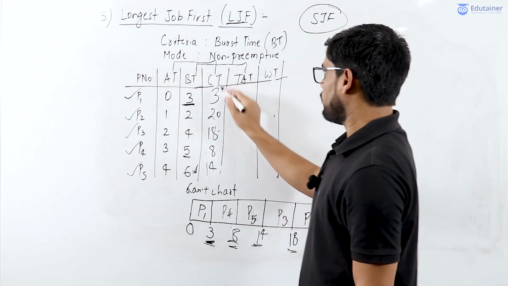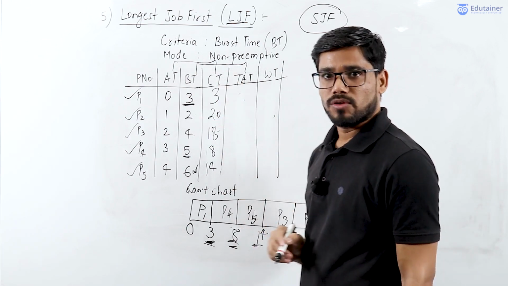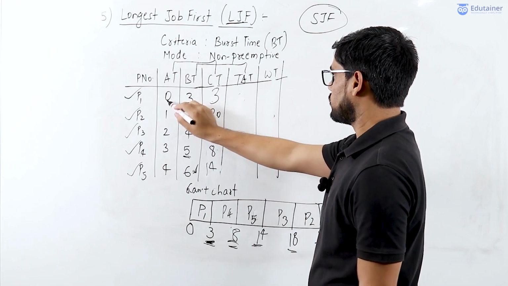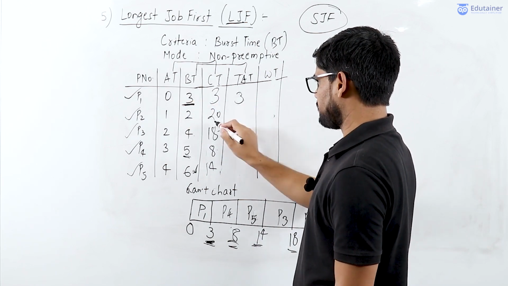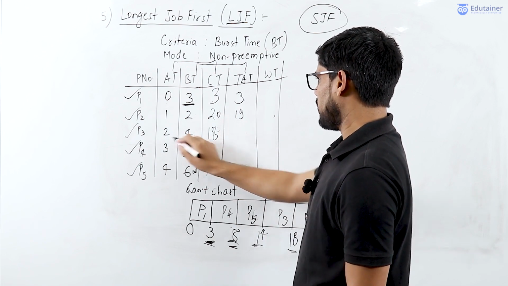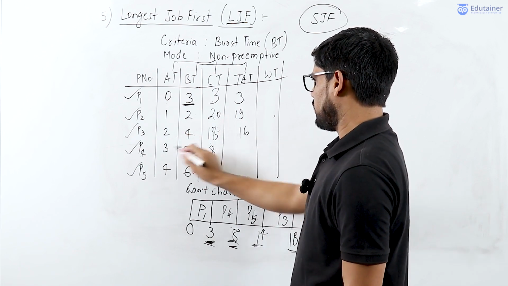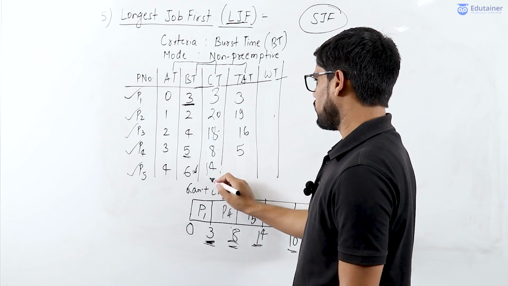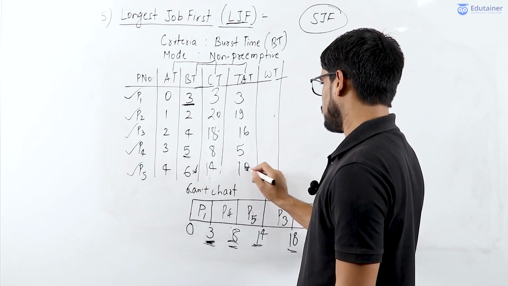Now the turnaround time will be completion time minus arrival time. So it is 3 minus 0, which is 3. 20 minus 1 is 19. 18 minus 2 is 16. 8 minus 3 is 5. 14 minus 4 is 10.